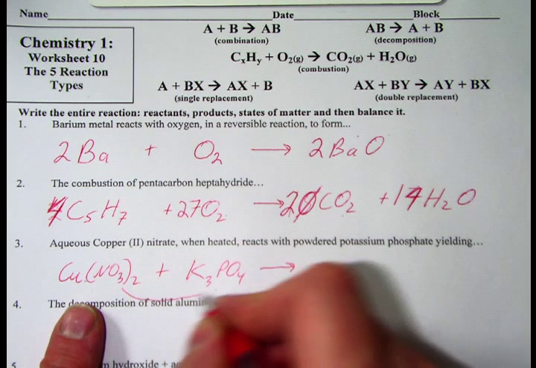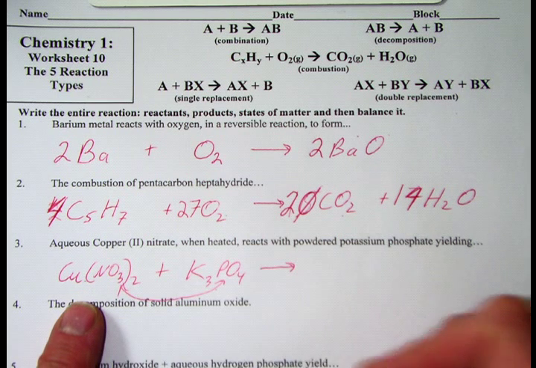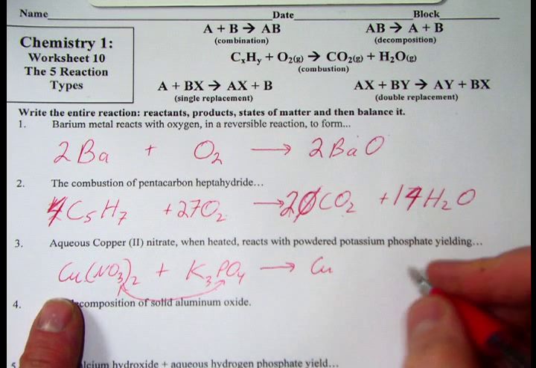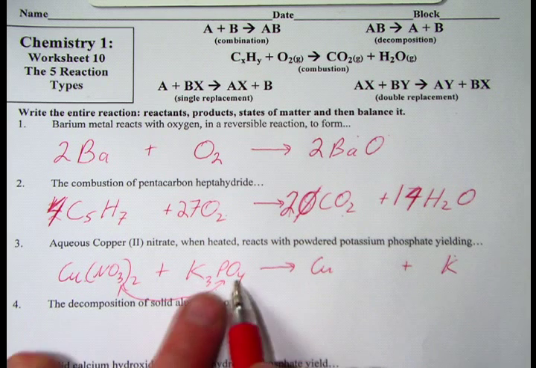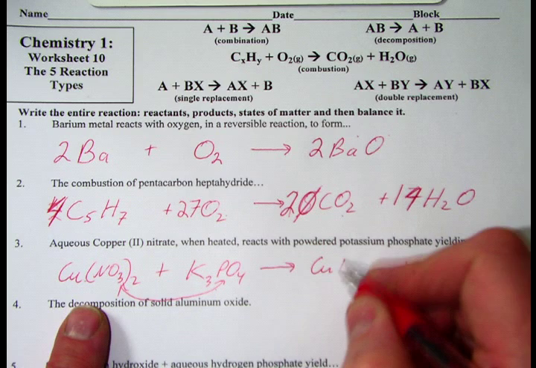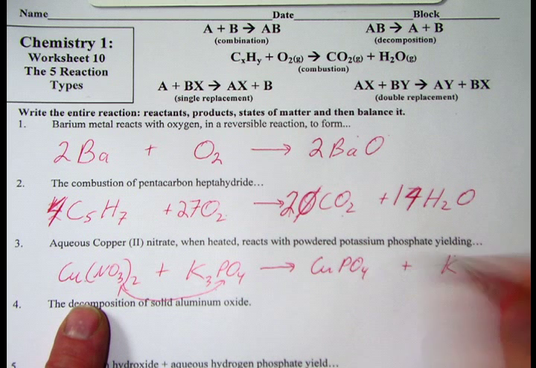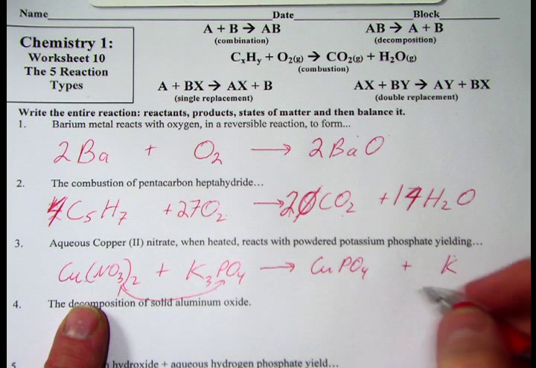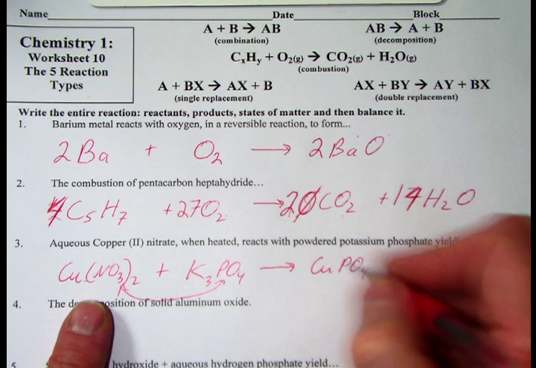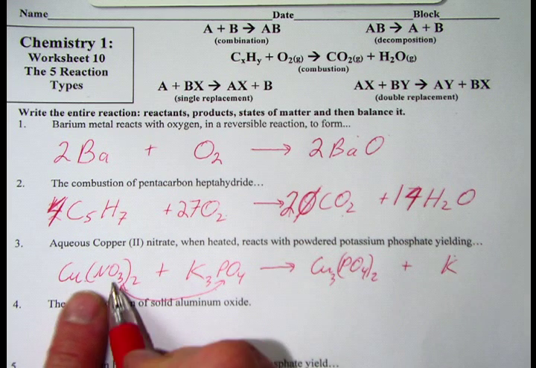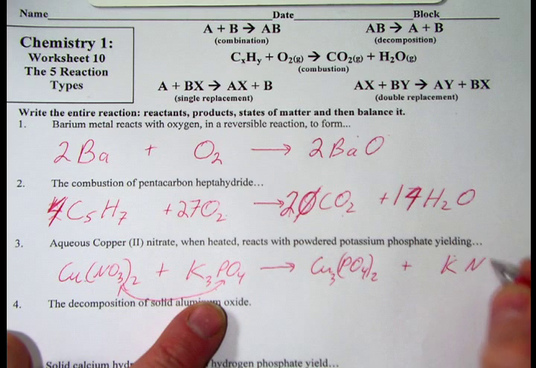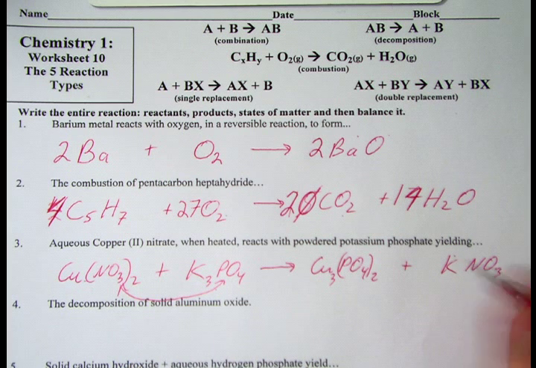So we're just going to double switch these 2 negatives here. I'm going to leave the copper and the potassium alone, but I'm going to take the phosphate from the potassium and go ahead and put it over on the copper. Write the formulas. I know it's copper 2 and phosphate 3. And the nitrate was on the copper. It's going to come over here and be with the potassium. Plus 1 and minus 1 means that's the formula KNO3.